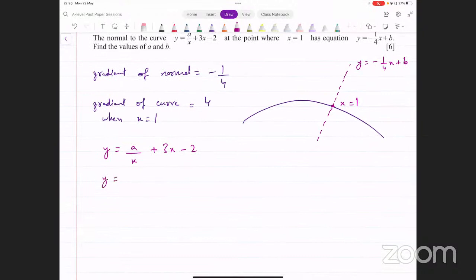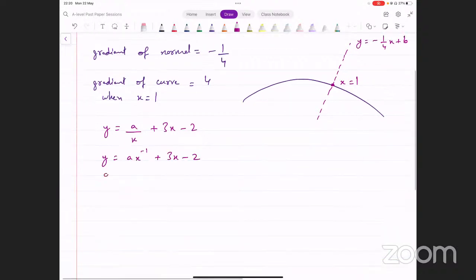We can first of all bring x to the numerator. So that would become ax raised to power minus 1 plus 3x minus 2. How do you differentiate it? a is a constant, a remains as it is. Multiply by the power minus 1, subtract 1 from the power, plus 3x's derivative is just 3. This is what the derivative of this function turns out to be. The derivative of 2 will be 0, right? So we have the derivative.